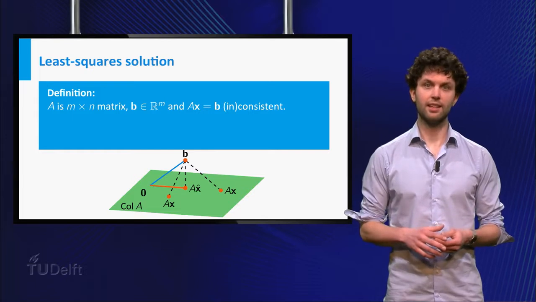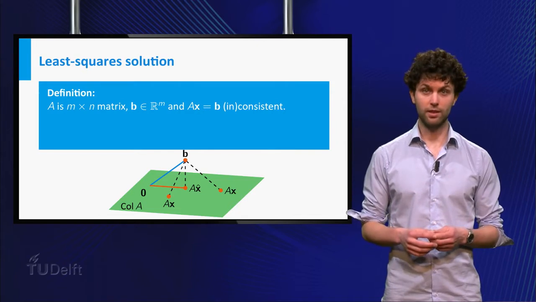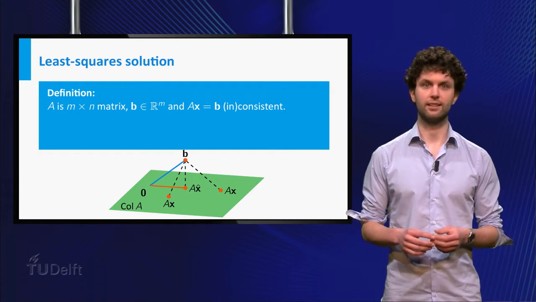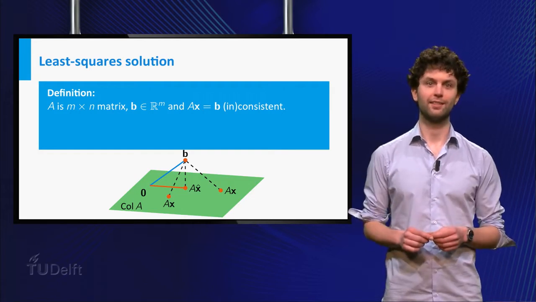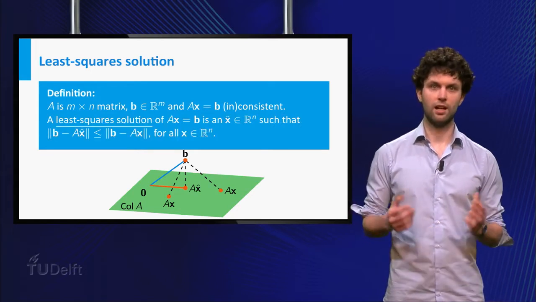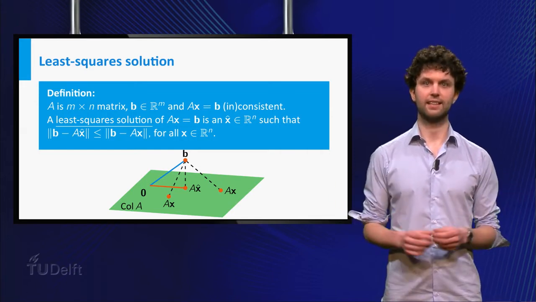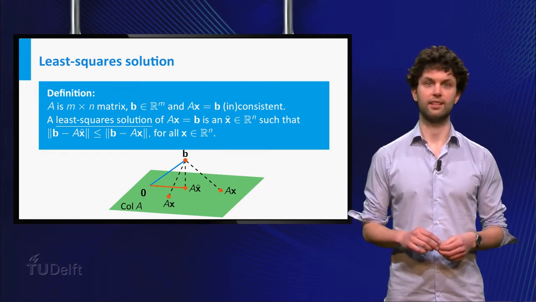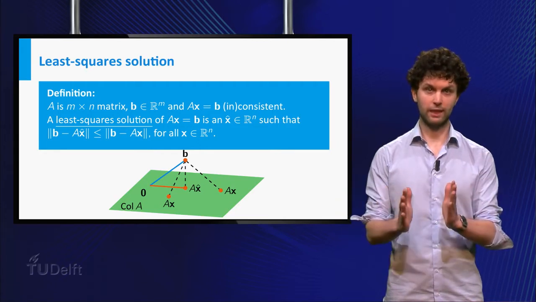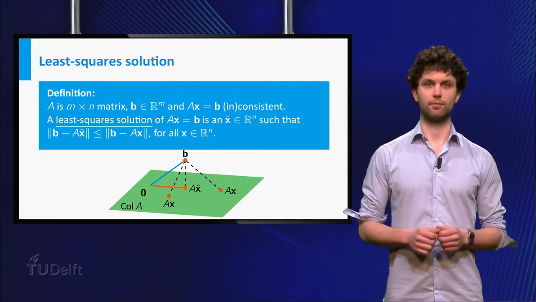If the system is inconsistent, then there exist no vectors x such that Ax = b. The best thing we can do then, if we need to find vectors x which are almost as good as a solution, is to find all vectors x for which the distance between Ax and b is as small as possible. This is a very important idea. And here's the formal definition. A least squares solution x hat of the system Ax = b is a vector x hat which satisfies the inequality that the distance between A times x hat and b is smaller than or equal to the distance between A times x and b for all x in R^n.